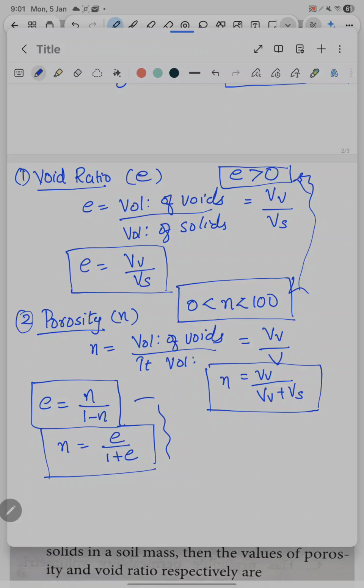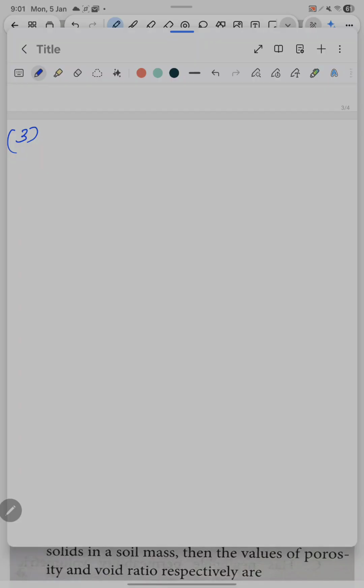Sometimes volume of voids and volume of solids will be given, and we have to find out e. So all these equations are very important. We studied two terms, void ratio and porosity, and their values are also important. The next term we are going to study is degree of saturation.